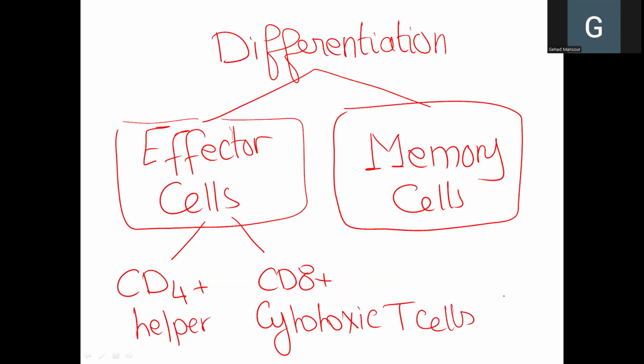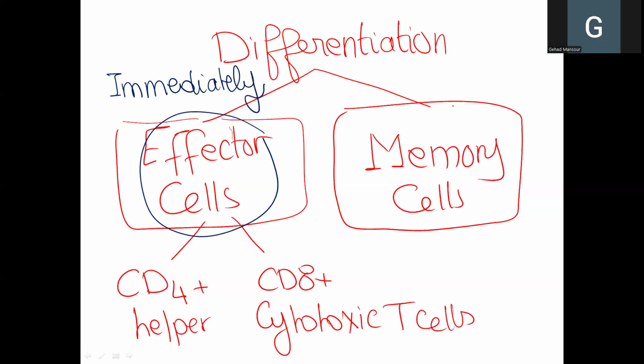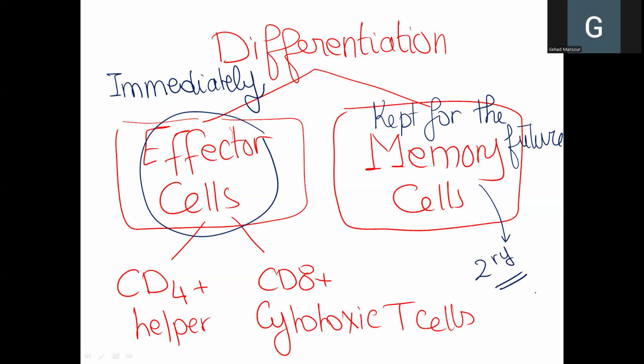After having proliferated, they will categorize themselves. They will differentiate. So they will divide themselves into cells that act on the spot immediately, the effector cells, which act immediately upon finding an antigen. And the memory cells, on the other hand, are kept for the future. They stay in the body, they remain circulating in the body. And as we said in part 1, they are responsible for attacking the antigen upon any secondary exposure. And their response is called the secondary anamnestic response.